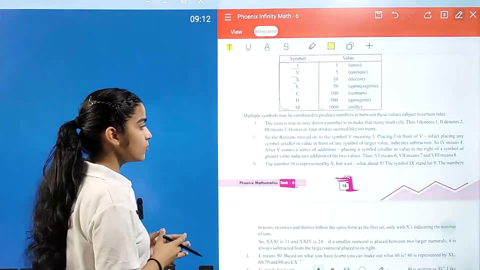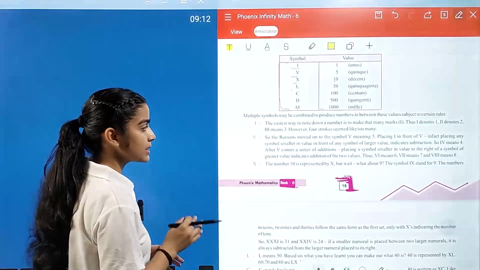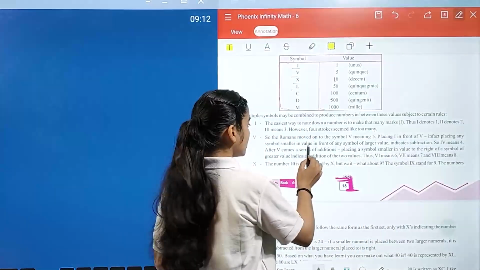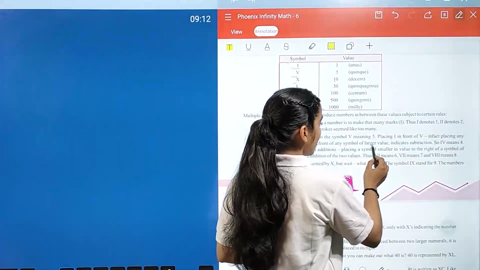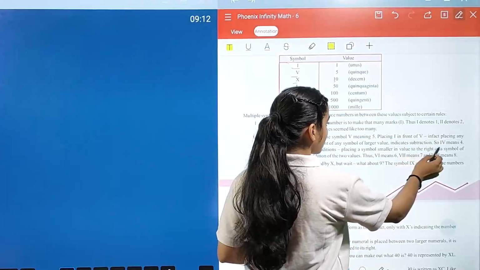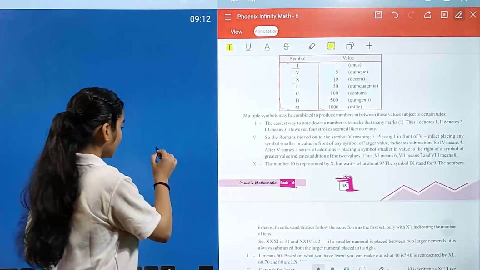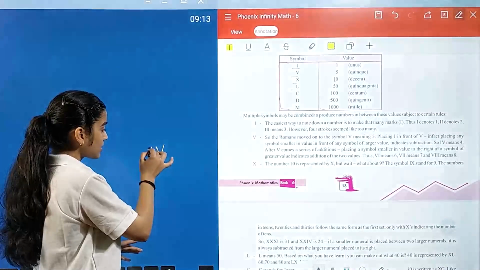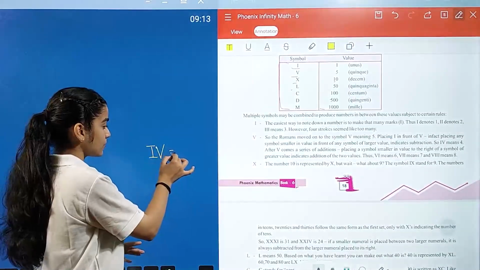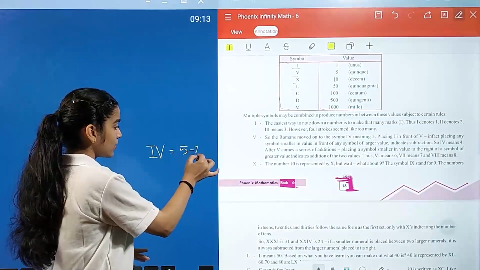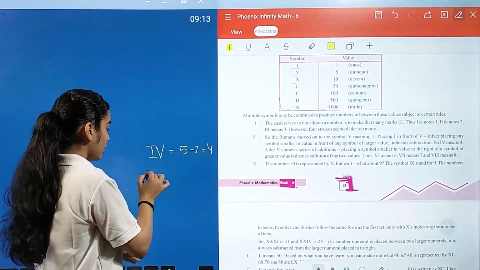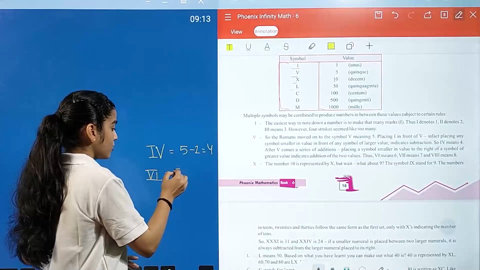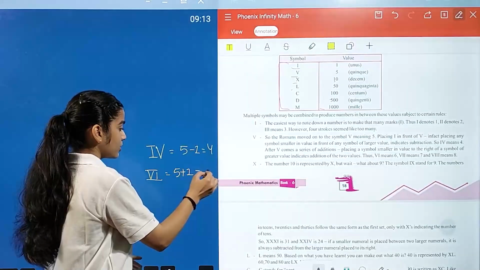After this, the Romans move on to the symbol V, meaning 5, placing I in front of V. In fact, placing any symbol smaller in value in front of any symbol of larger value indicates subtraction. So if the smaller number is on the left-hand side of the larger one, it means you have to do subtraction. So 5 minus 1 is 4. If your smaller number is on the right-hand side, it means you have to add. So 5 plus 1 is equal to 6.